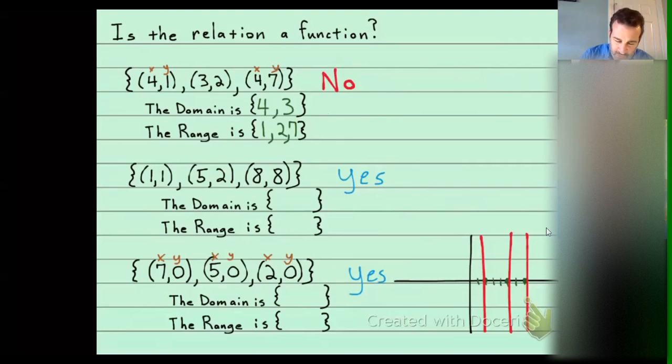The range is going to be 1, 2, and 7. Okay, and you go ahead and put those numbers in separated by commas. Okay, what about the second one? What is the domain of the second one? 1, 5, and 8. And the range of the second one? 1, 2, and 8. That's right. So remember, the domain is all of your x values, and the range is all of your y values. Okay, and then the one on the bottom, what is the domain? 7, 5, and 2. And the range? Just 0.